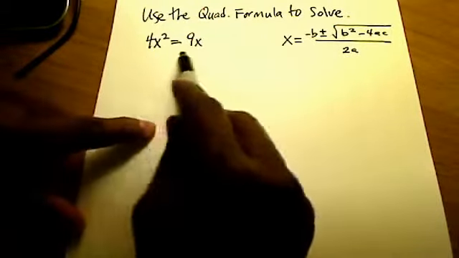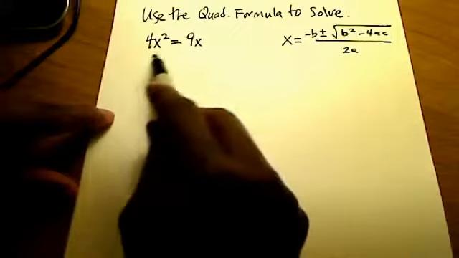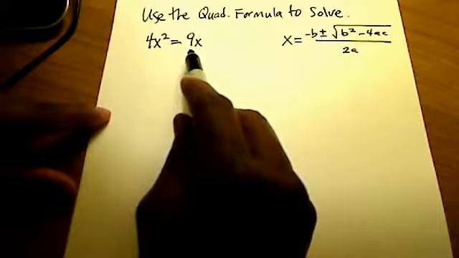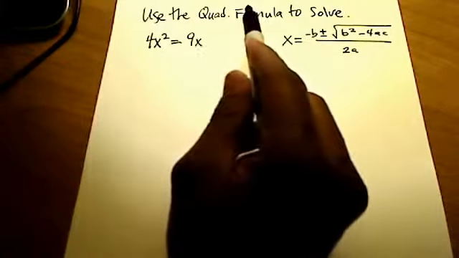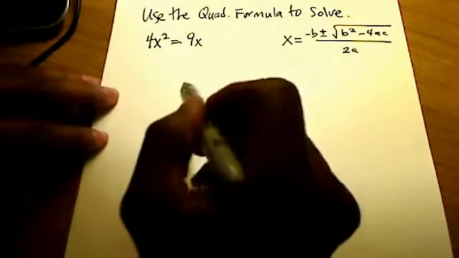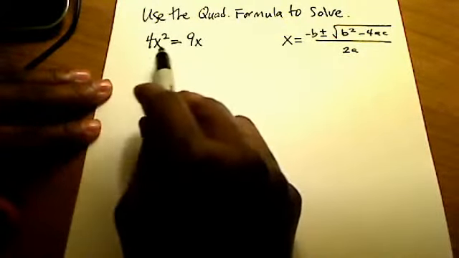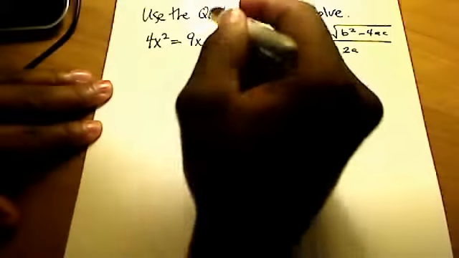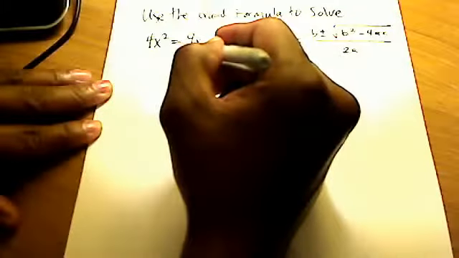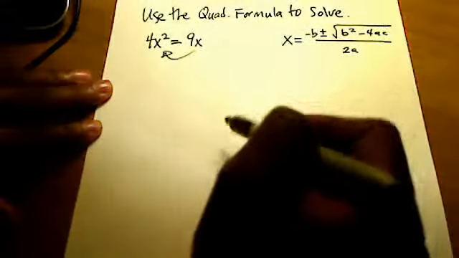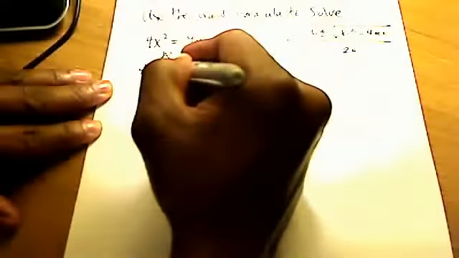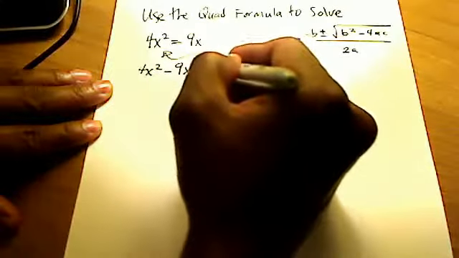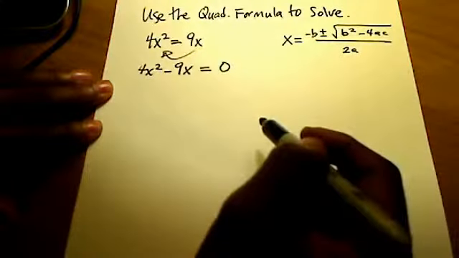So the first thing I'm going to do to this equation, in fact I'm going to show you two different ways to solve this equation. Let's do it first with the quadratic formula, since that's what this question is asking for. But the first thing I'm going to do is bring that 9x that's on the right hand side over to the left hand side along with that 4x squared. So now my equation looks like this: 4x squared minus 9x equals 0.